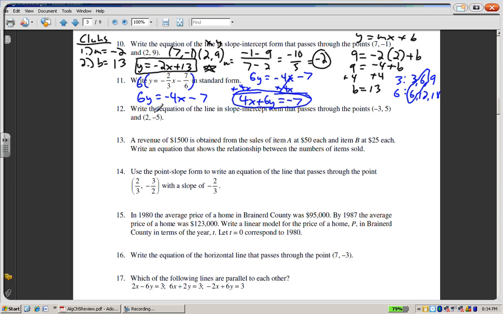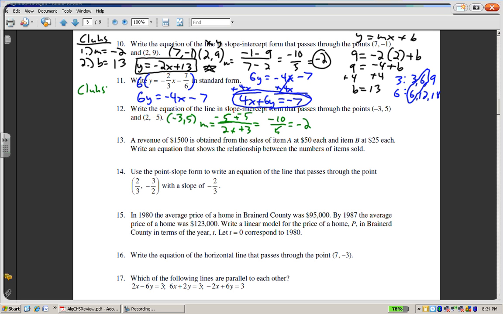Okay, number 12 here. Write the equation of the line in slope-intercept form that passes through the points negative 3, 5, and 2, negative 5. Well, this is very similar to number 10 here. First, we're going to find the slope. I'm going to rewrite this down here. Use my slope formula. Negative 5 on top, 2 on the bottom, 5 on top, negative 3 on the bottom, subtract, keep, change, and we end up with m equals negative 10 divided by 5. It gives me a slope of negative 2.